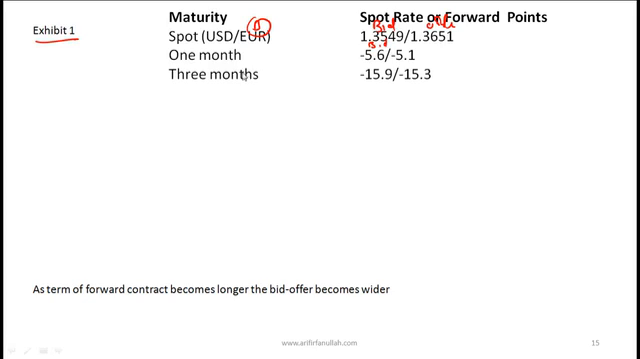So to figure out what the 1 month forward rate must be, we convert the points into decimal and add to the spot rate. And note that even with forward rates, just as with spot rates, we will both have a bid and an offer. The bid represents the price at which the dealer will buy from you, and offer represents the price at which the dealer will sell to you.